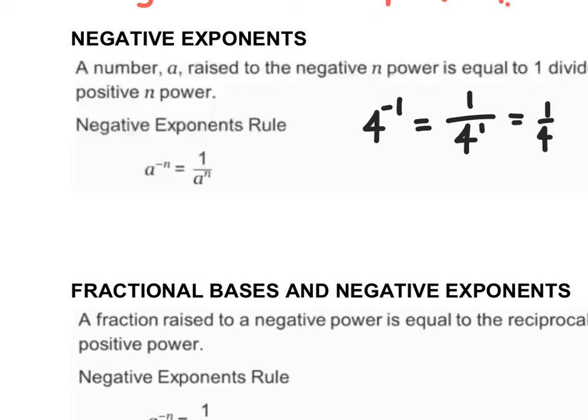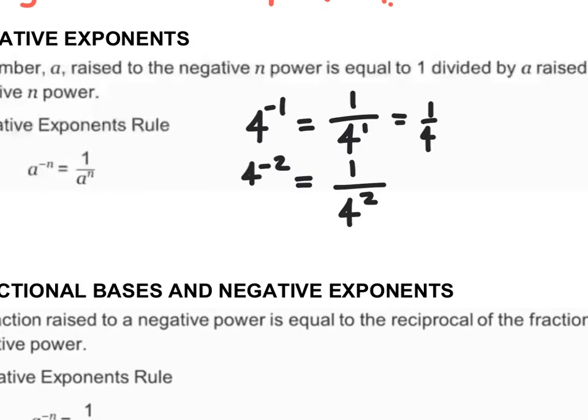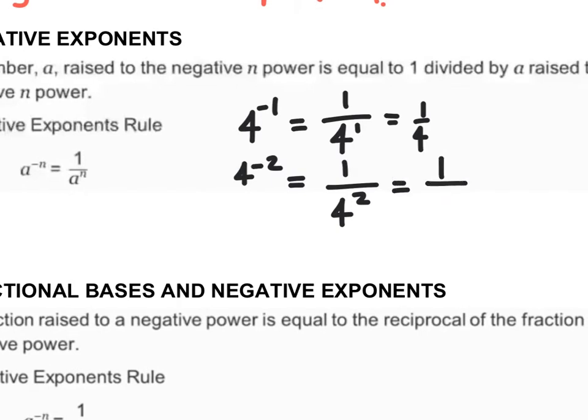We already established this. We already kind of figured this out. Now, if I look at 4 to the negative 2 power, using this rule, that's going to be 1 over 4 squared. And 1 over 4 squared is 1 over 4 times 4, which is going to give me 1 over 16, which is what we got.